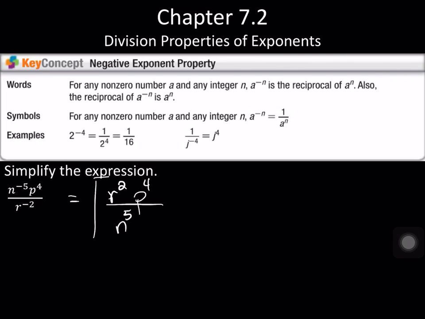If there was anything else that would simplify, we would do that here. But that's what the negative exponent rule says. I don't want to be here. I want to be somewhere else. Whether that's numerator or denominator, evaluating a negative exponent is what moves it to the other place. Okay?